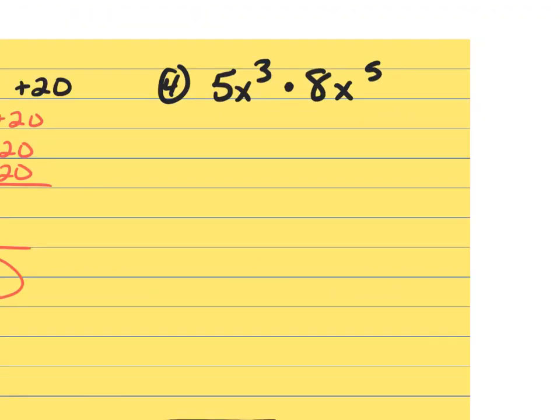Number 4, we have to multiply the coefficients first. So 5 times 8 is 40. And if I have 3 x's over here and 5 more x's, that gives me a total of 8. So 40x to the 8th is my answer.